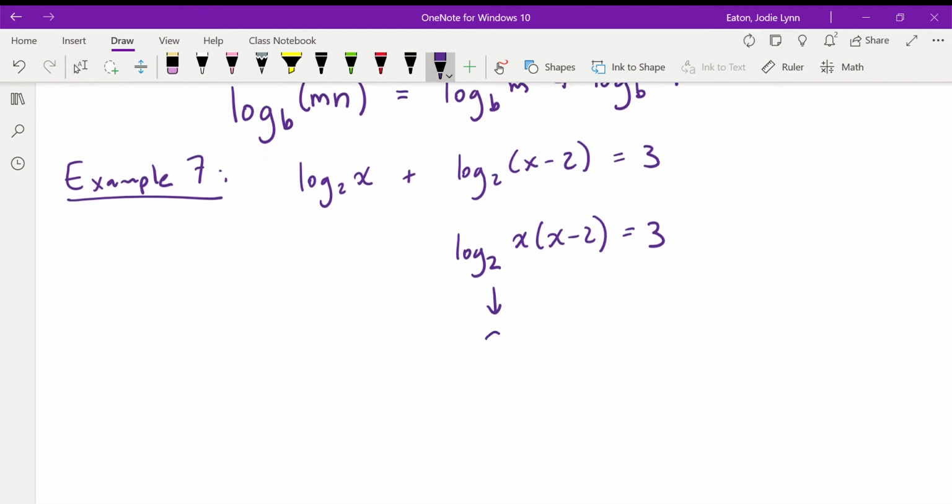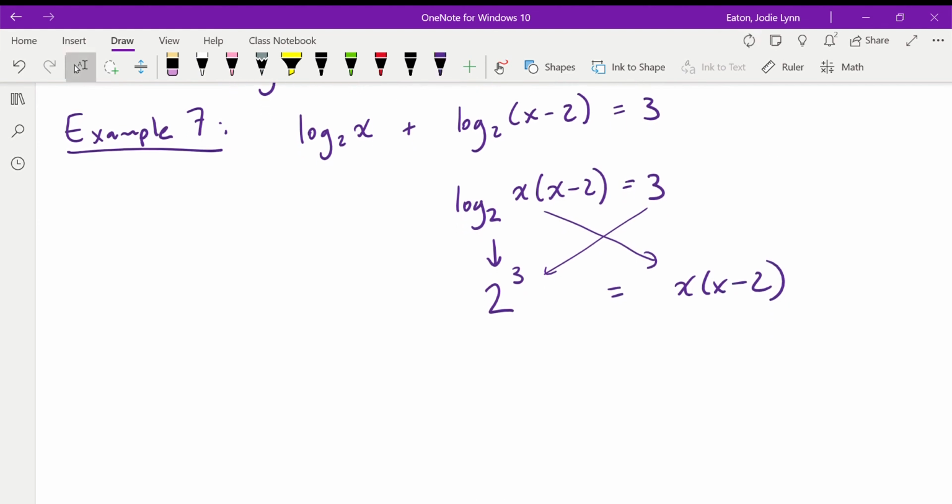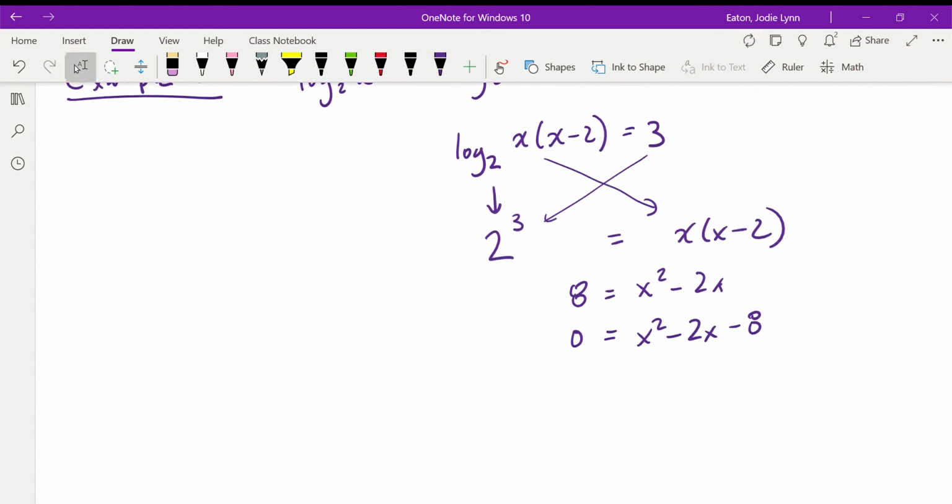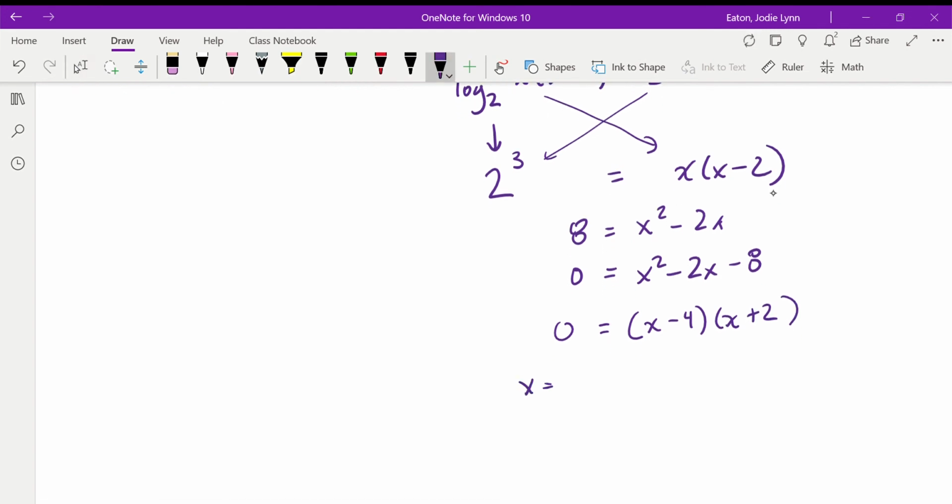So we have a 2, that's our base. The 3 is going to come down and be the exponent, and the x times x minus 2 is going to be what it's equal to. So 2 cubed is x times x minus 2, which means 8 is x squared minus 2x. 0 is x squared minus 2x minus 8. And we can factor this. So we get x minus 4, x plus 2. Okay. And so we get two solutions, x equals 4 or x equals minus 2.